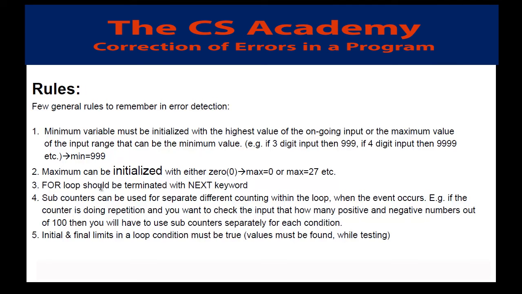If the values are input from 0 to 100, then the initial minimum value will be 100. Or similarly, if it is going from 0 to 1000, then the minimum value would be 1000. Or if it is a 4 digit input, then 9999, that means it could be from 999 to 10,000. Or you can just set minimum equals to 999 and so on.